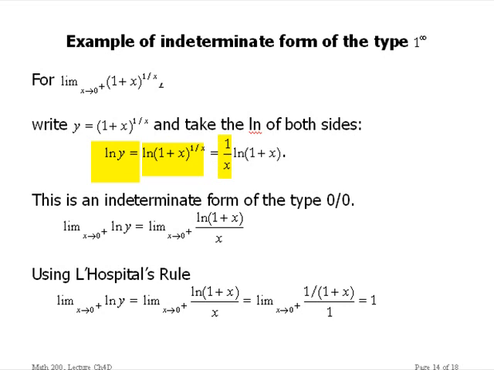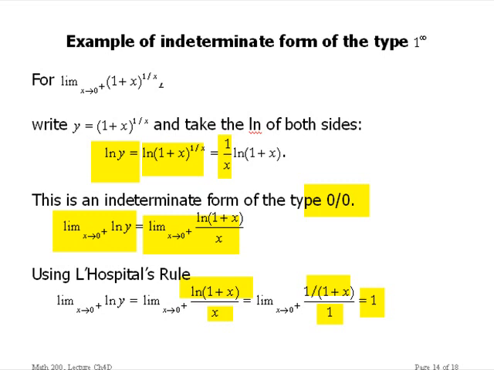Okay, so now I'm taking the limit of the log of y, which equals the limit of this side. This side is of the indeterminate type 0 over 0. So I apply L'Hopital's rule. Right here, I take the derivative of x and get a 1, and the derivative of the natural log of 1 plus x, getting 1 over 1 plus x. Now let x go to 0, and I find out that that's 1.